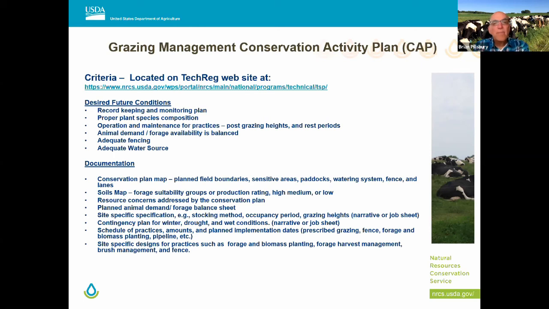A soils map with perhaps some kind of soil production rating if you have one in your state, or just a soil inventory map of the soils description. And then the resource concerns again, a forage balance sheet with carrying capacity, and a plan for situations where you have extreme drought or extreme wet conditions. Where are you going to put those animals? Where are they going to be? Is there going to be a lot for them? A lot where they can be put on concrete, or is there a sacrifice area where you can put them when you don't want to have them on the pasture?